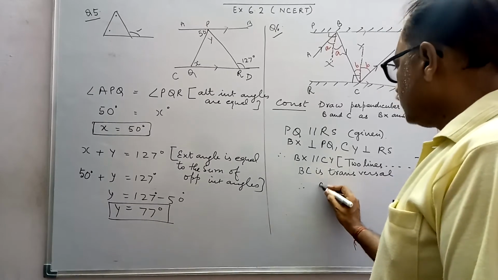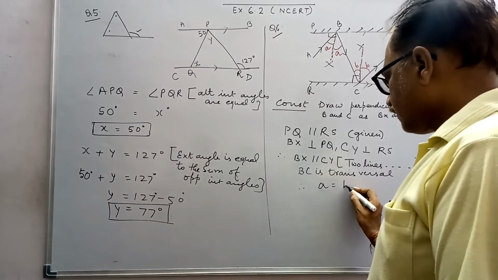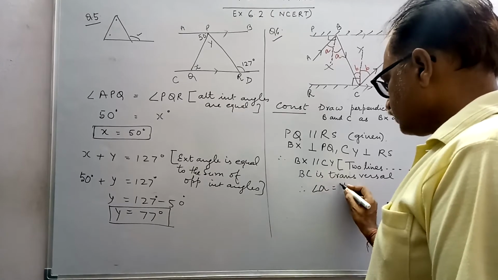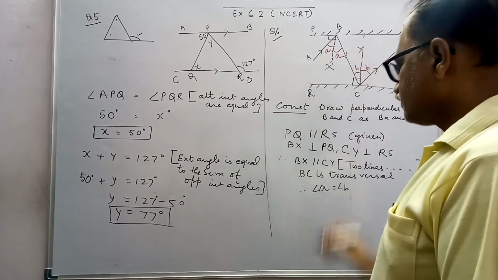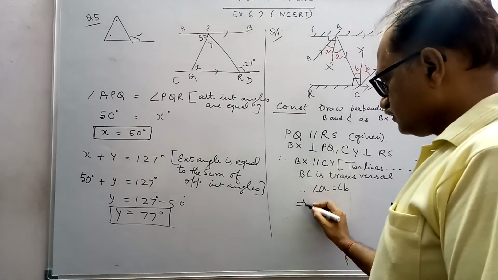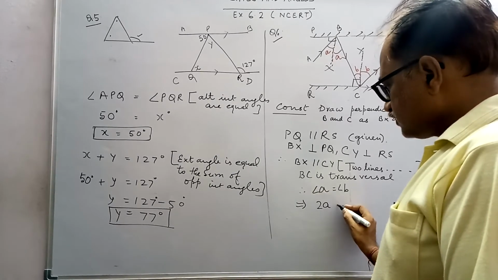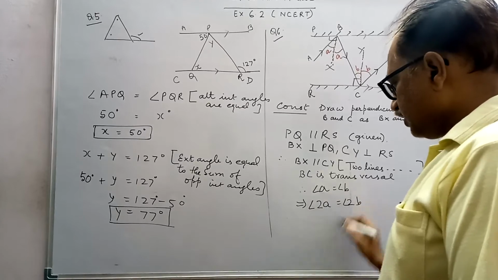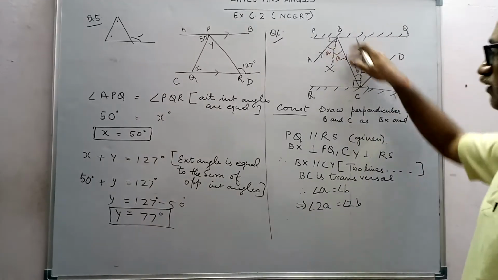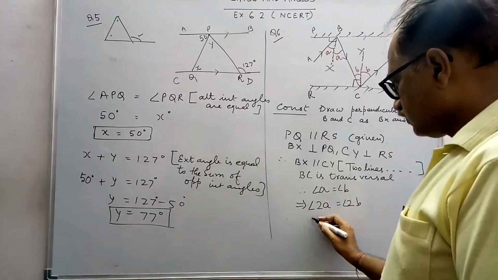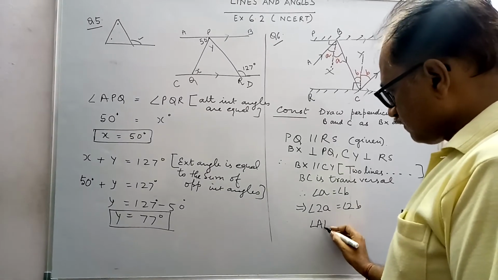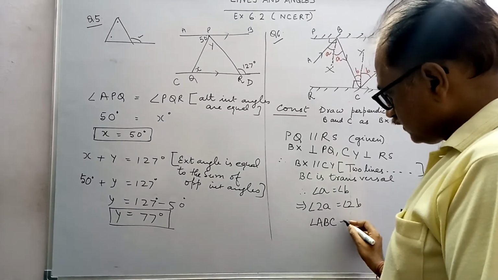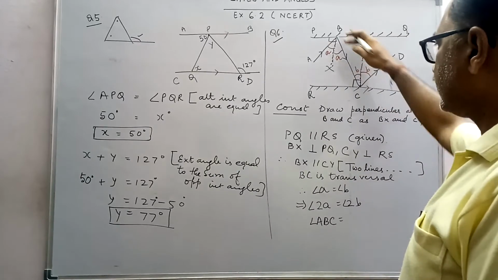Therefore, angle A is equal to angle B. This angle and this angle, their measurements will be equal. This implies 2A is equal to 2B. So angle 2A is equal to 2B. What is this angle 2A? That is angle ABC. Angle ABC is equal to 2B, which is equal to angle BCD.